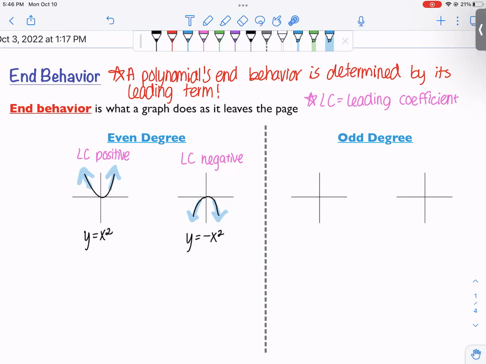If you have an odd degree polynomial, let's think about x cubed. X cubed itself has a positive leading coefficient because there's a secret 1 in front of the x. And the function x cubed looks like, no, not like that. It looks like this. As the function leaves the page to the left, it goes down, and as the function leaves the page to the right, it goes up.